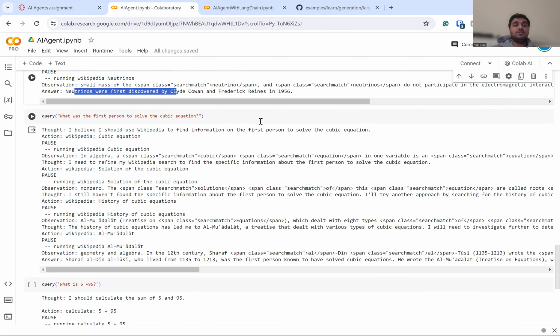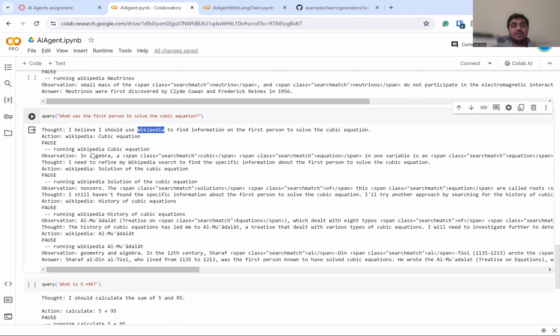Next question: who was the first person to solve the cubic equation? Here's the thought. It feels that it should look up Wikipedia. Then it looks up cubic equation on Wikipedia. Now we have to find the solution to the cubic equation, because who solved it? Again it goes through the loop, searching the history of the cubic equation. Again it goes through the loop, and then it finds the answer.